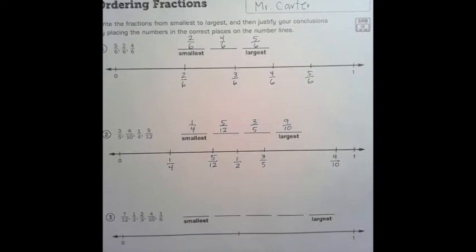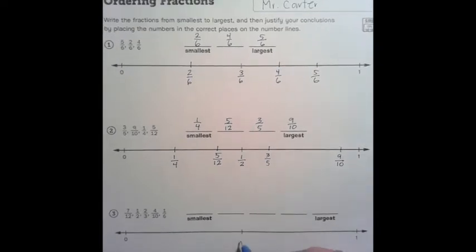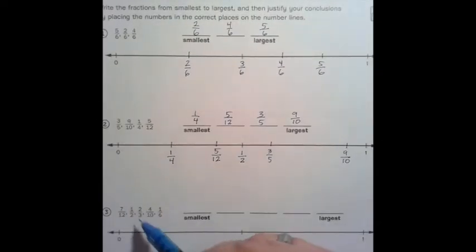Okay, let's take a look at number 3. Again, I'd like to use the benchmark of half. What might help here is to write what half would be with each denominator. Half of 12 would be 6, so 6/12 would be half, and we already have half.